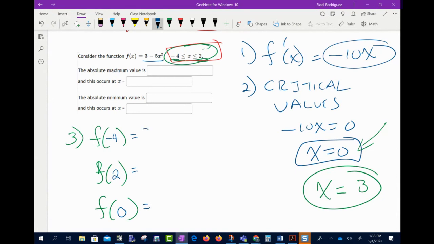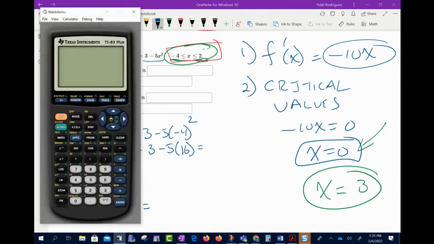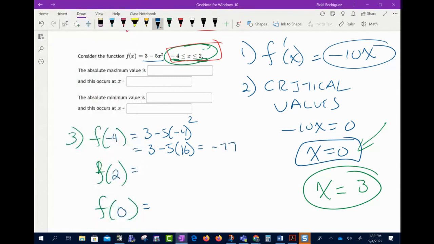So let's see, 3 minus 5 times -4 squared. This is 5 times 16. So 3 minus 80, which would be -77. There you go. -77. Okay. Now we're going to do the same thing at 2.